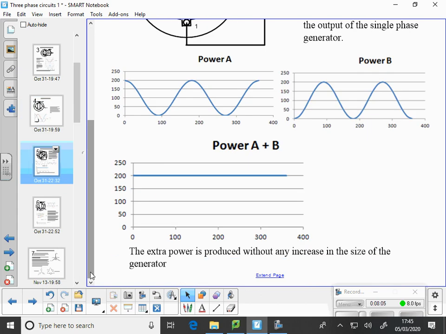So that's two phases. So the extra power is produced without any increase in the size of the generator. Just put a second coil 90 degrees out. Two-phase system.